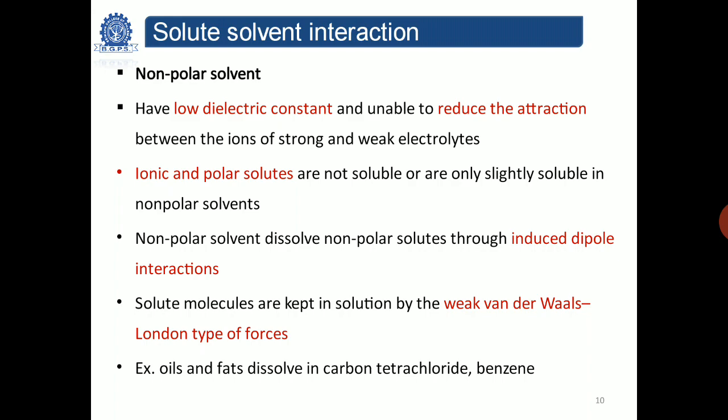And that's why, because of their low dielectric constant, the ability to separate charges is less. Hence, these are unable to reduce the attraction between ions of strong and weak electrolytes. If some solute becomes soluble in a solvent, there is a reduction of attractive forces between the ions of that substance, or the atoms and molecules of that solute. But as non-polar solvents have a low dielectric constant, they are not able to reduce the attraction between the ions of strong and weak electrolytes.